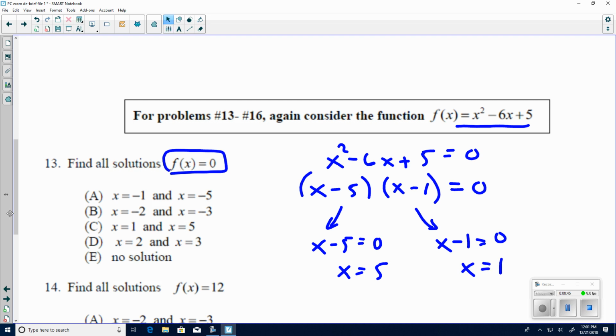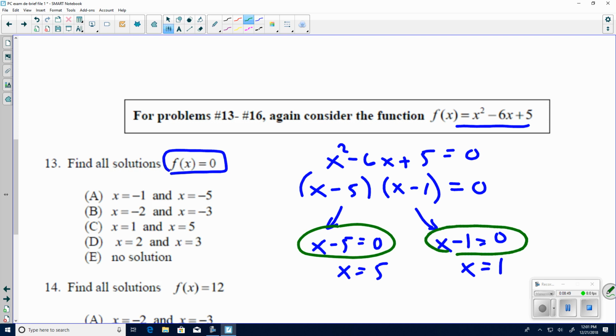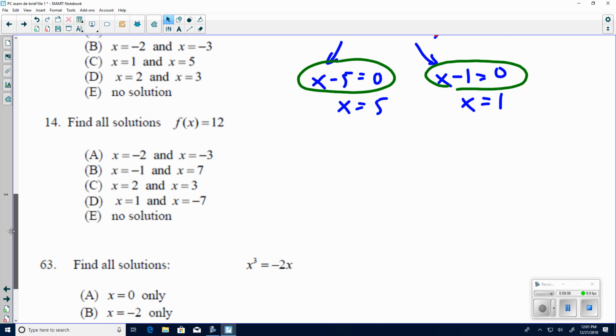Two things to note here. Yes, you do set each factor equal to 0. That's important. But more importantly, the original product is equal to 0. So yeah, the fact that these two factors multiply to give 0 as a product allows us to set each factor equal to 0. If we had a similar problem, this was the next problem where you had the same function but now equal to 12, and we write x minus 5 times x minus 1 is equal to 12.